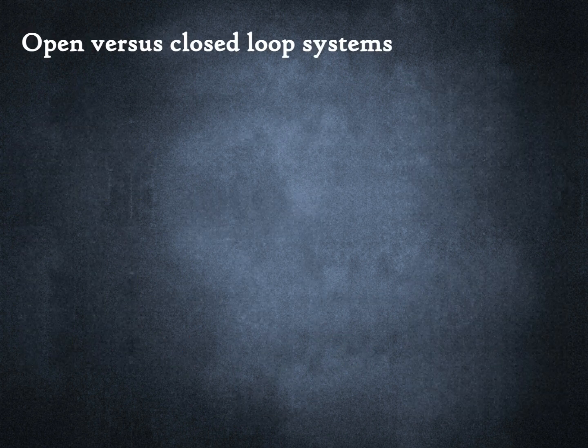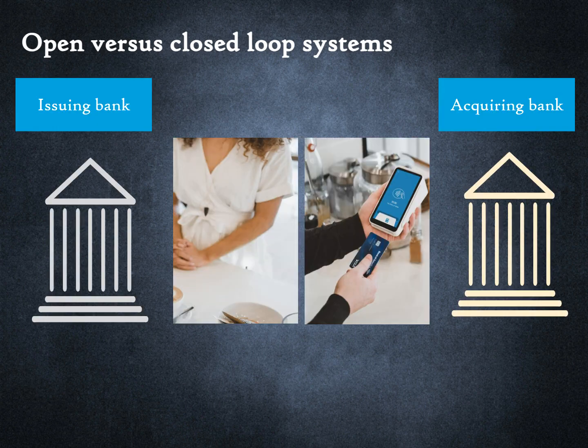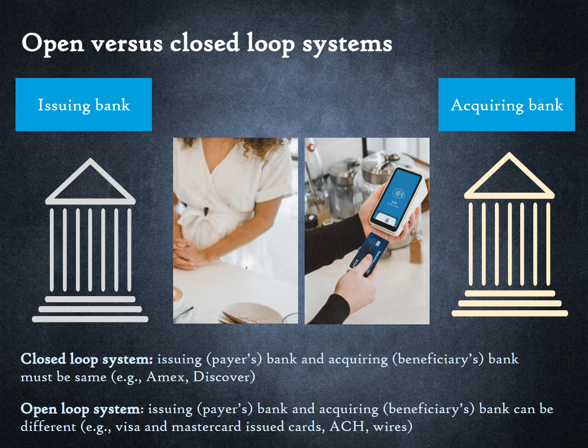So far, we have learnt that the issuing bank represents the cardholder and the acquiring bank represents the merchant. Closed-loop systems are those where both must be the same for the payment to work. American Express and Discover are closed-loop systems. The problem with closed-loop systems is that the card issuer must also acquire merchants to accept their card. In an open-loop system, the card issuer and merchant acquiring bank need not be the same as they are connected via card networks. More broadly, in an open-loop system, the payer and beneficiaries' banks need not be the same as a payment rail operator connects them. ACH and wires are open-loop systems.